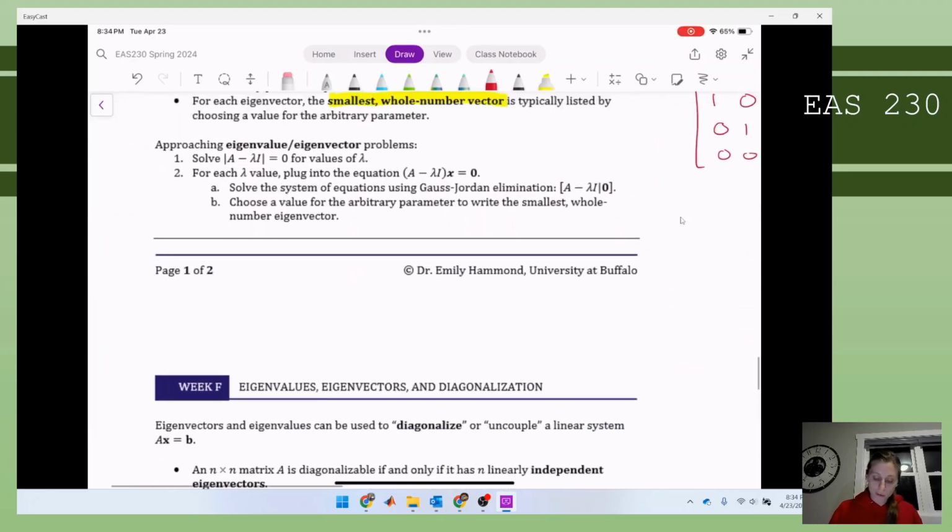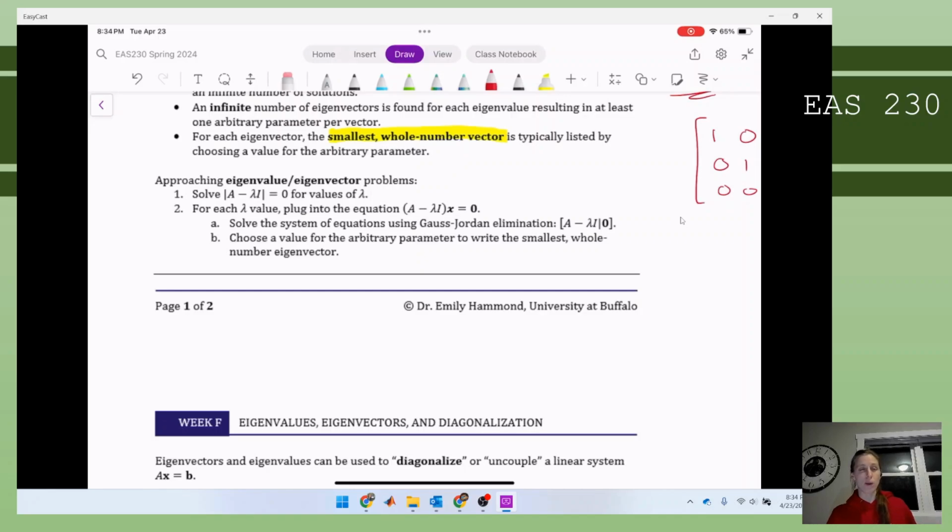So if we want to go ahead and find the eigenvectors and eigenvalues for a matrix, we're going to use our characteristic equation to solve for lambda. Then we're going to plug each lambda into this system: A minus lambda 1 I times x equals 0, solve for x. We're going to use Gauss-Jordan elimination because we are expecting an infinite number of solutions. And for our solution, we're going to pick one vector, the smallest whole number eigenvector, to represent our family of vectors.